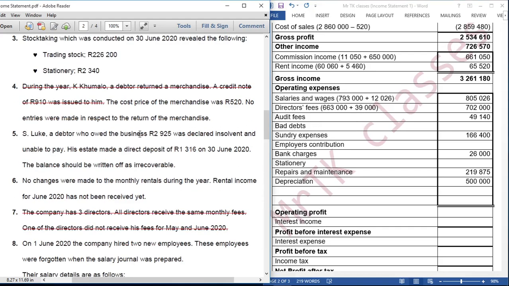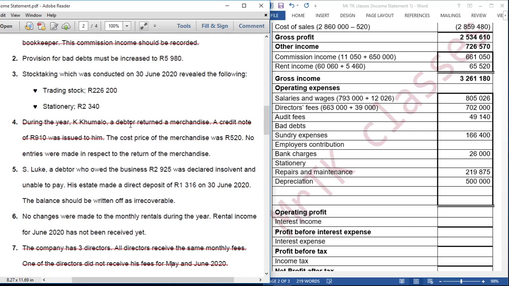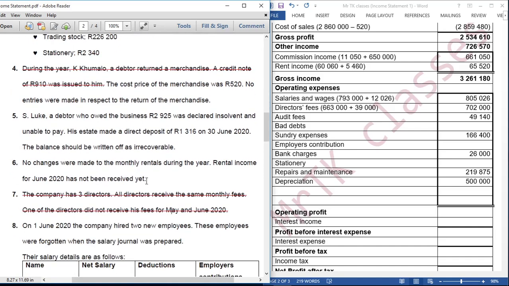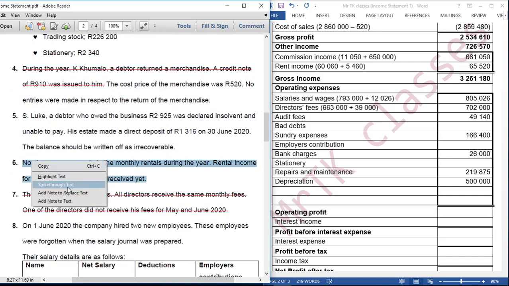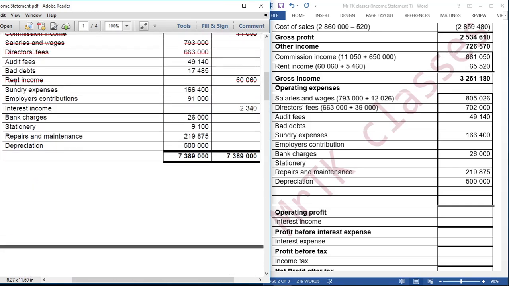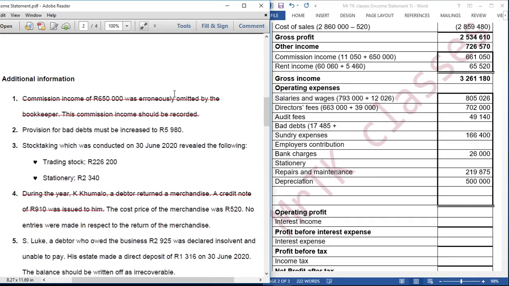Then audit fees. Okay, I can see rent income that we have done already. Strike through. All right, audit fees is already there. It doesn't have an adjustment. Bad debts. Okay. All right, so we come here. What is the amount? 17,485. That's our bad debts. Do we have anything in the adjustments?